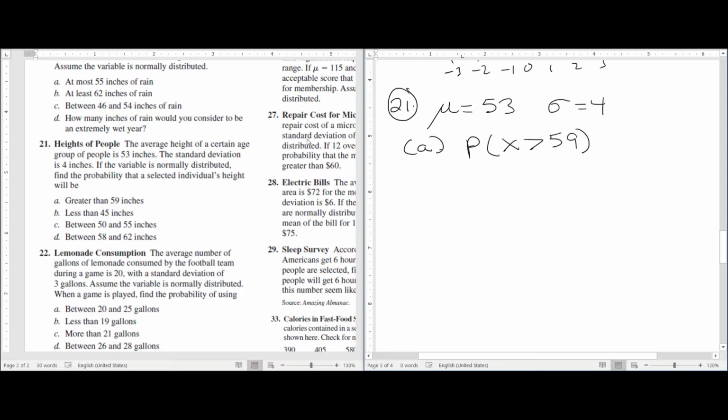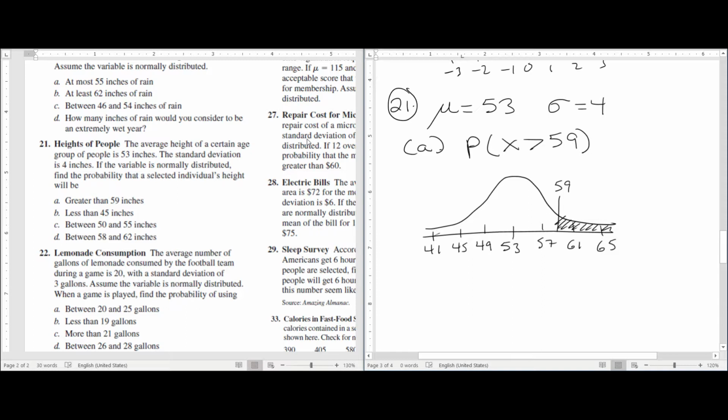We're going to label the bell curve. We know that the middle is 53. We are going by 4 on each side because the standard deviation is 4. Now we want greater than 59, so that's over here. 59 is there, and we want greater than.